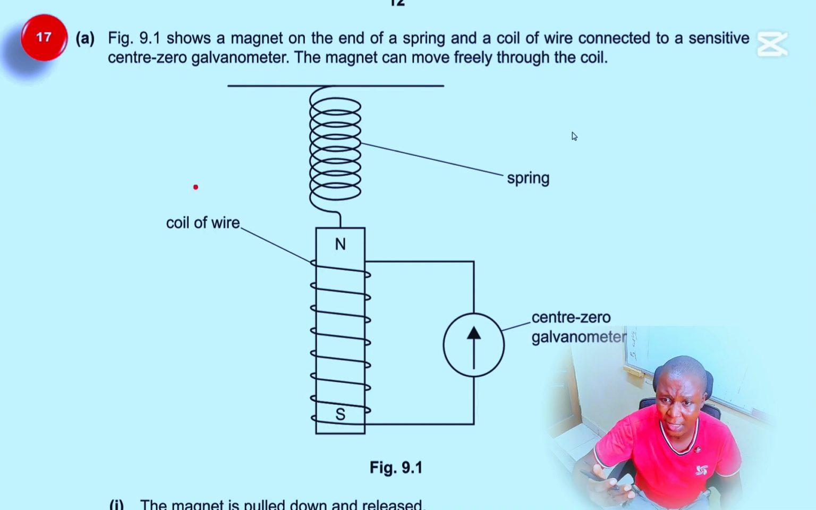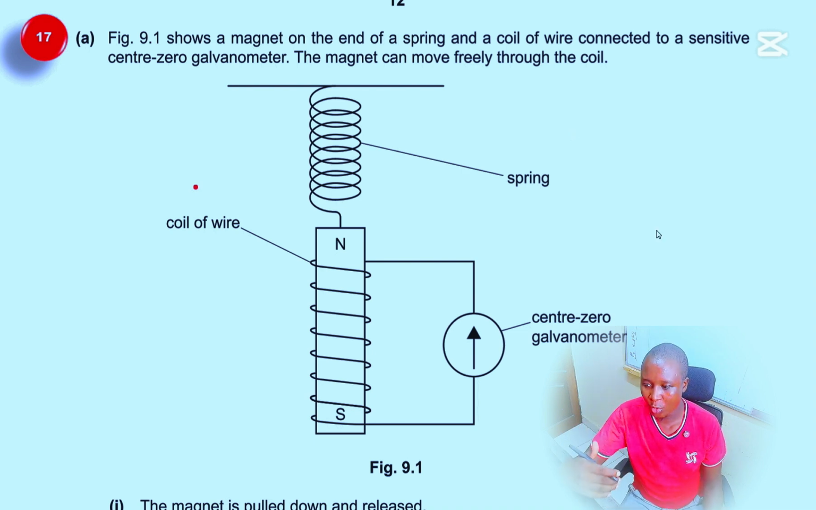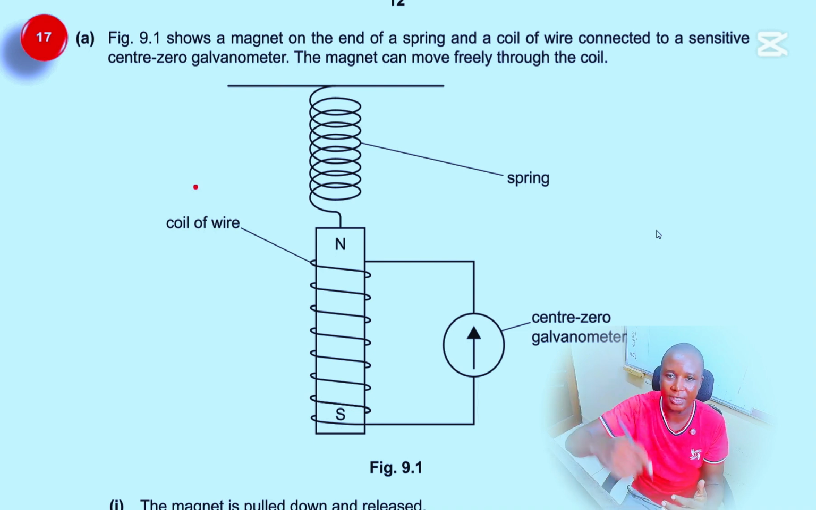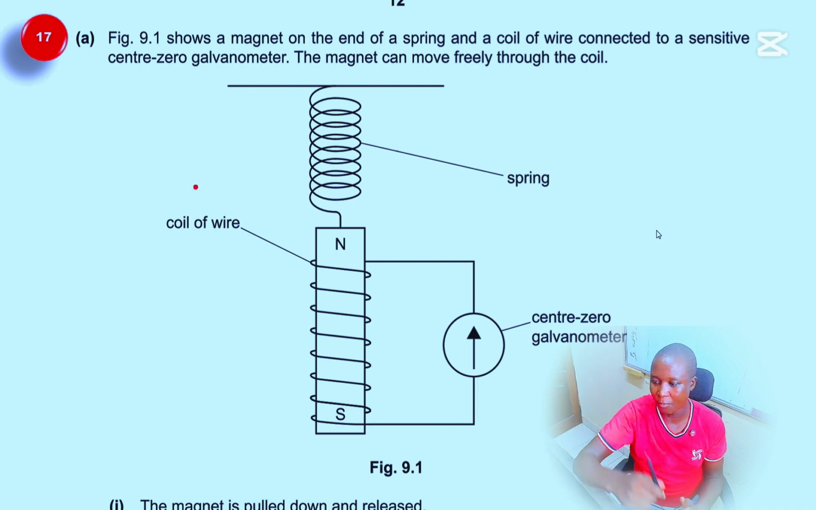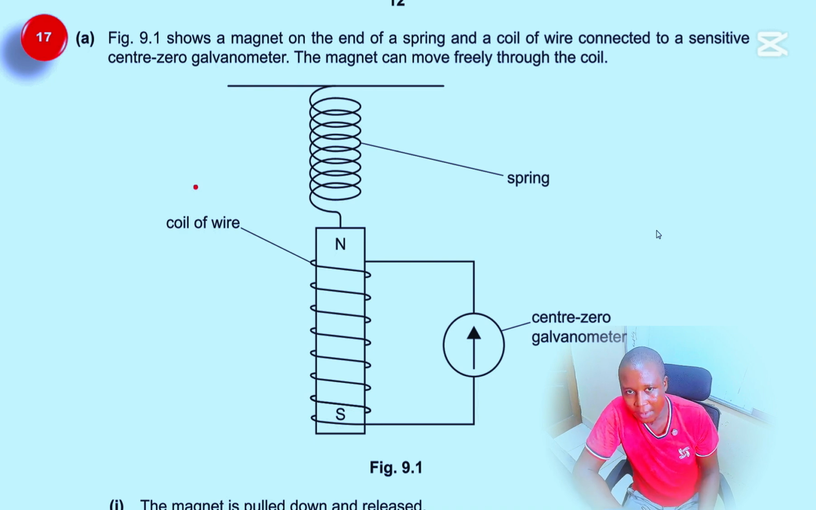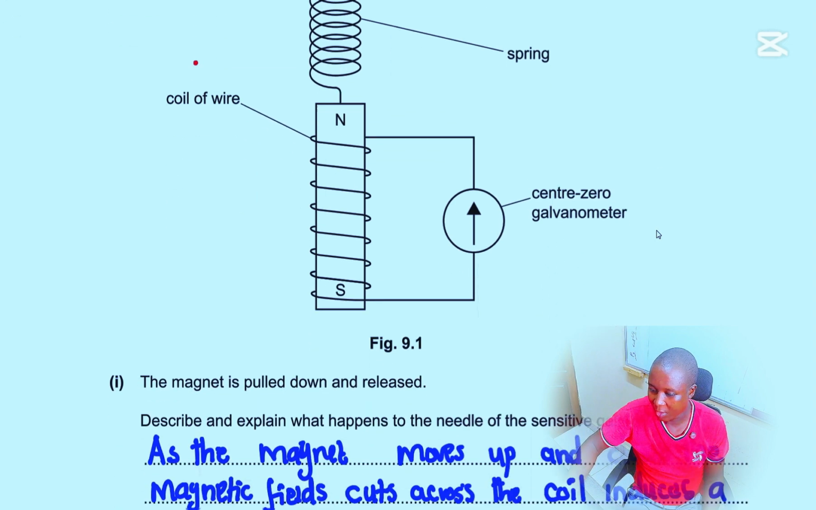Something else that you need to remember: if you want to increase the amount of EMF induced, you can increase the number of coils, you can increase the thickness of the coils, you can increase the strength of the magnet, and you can also increase the speed at which the magnet is oscillating within the coil. Those are the factors that you really need to consider when you are looking at this particular concept.